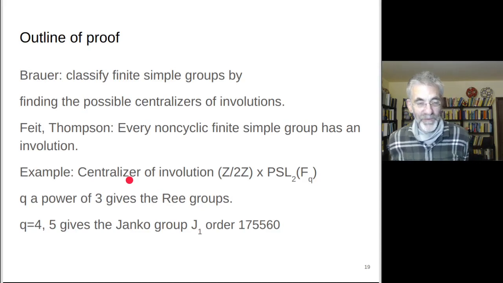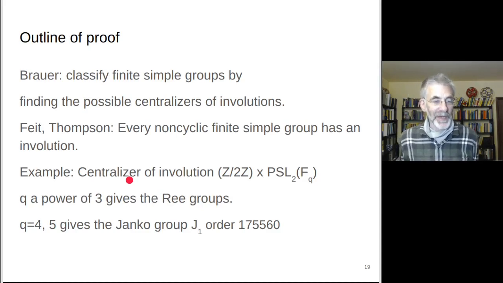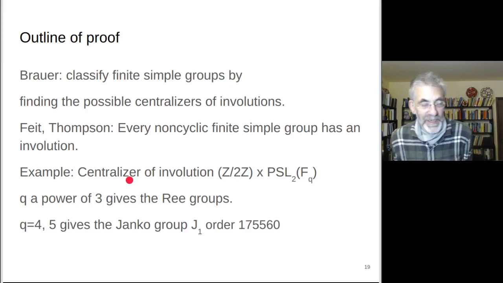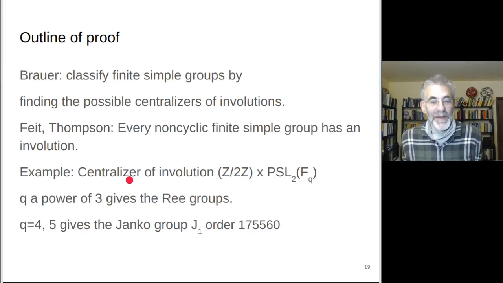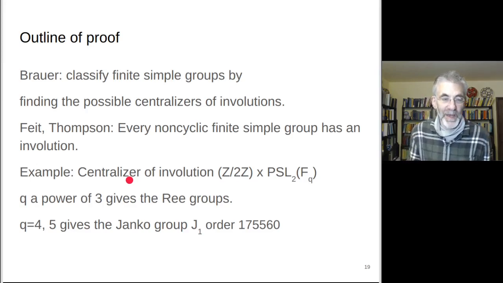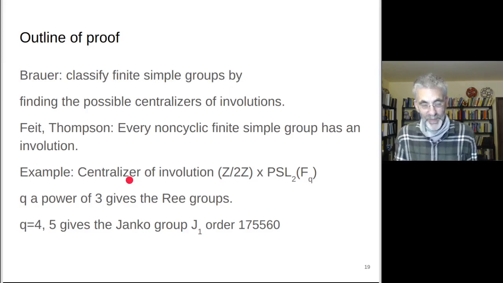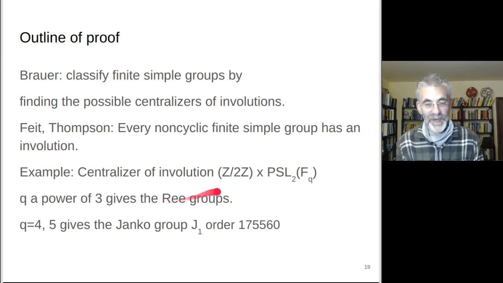As I said, the proof is 20,000 pages long, and here I'm going to summarise the proof in one slide, so I'm obviously going to have to miss out a few details. The fundamental key idea of the proof was due to Brauer, who said you should classify the simple groups by finding centralisers of involutions. An involution means an element of order 2. And the centraliser of an involution just means the elements commuting with this element of order 2.